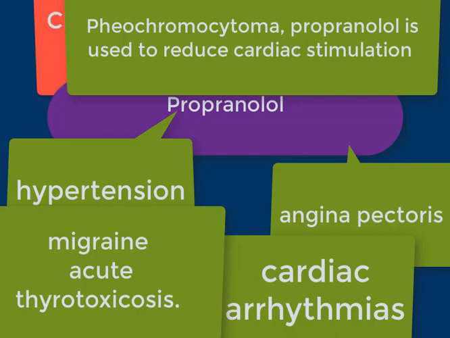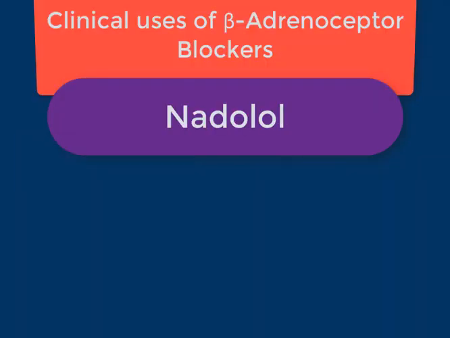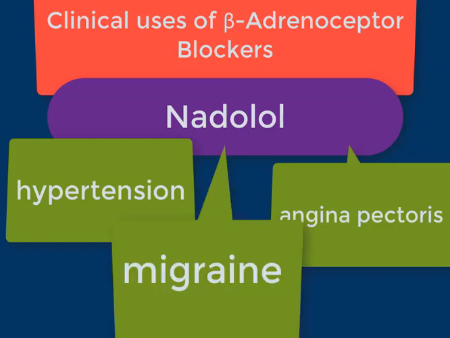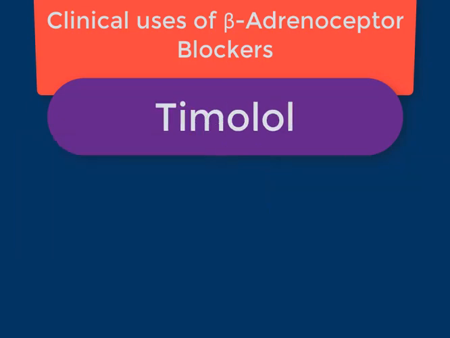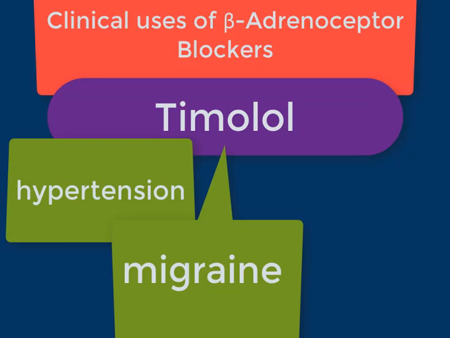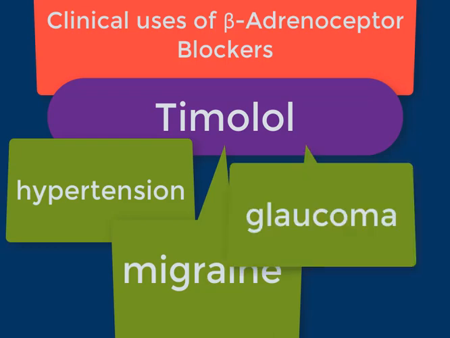Nadolol is a long-acting drug. It is primarily used to treat hypertension and angina pectoris and to prevent migraine headache. Timolol is administered orally to treat hypertension, to reduce the risk of death in patients with acute myocardial infarction, and to prevent migraine headache. Ophthalmic solution of timolol is used to treat glaucoma.